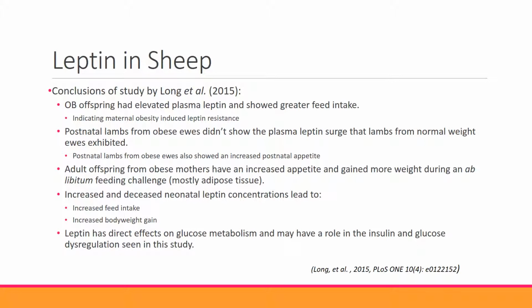The conclusions of this study determined the obese offspring had an elevated plasma leptin and showed a greater feed intake. Also, the postnatal lambs from the obese ewes did not show the plasma leptin surge that the lambs from the normal weight ewes exhibited. The adult offspring from the obese mothers had an increased appetite and gained more weight during an ad libitum feeding study, and the increased and decreased neonatal leptin concentrations led to an increased feed intake and an increased body weight gain. So overall, they determined leptin has direct effects on glucose metabolism, and it may have a role in the insulin and glucose dysregulation that was seen in this study.